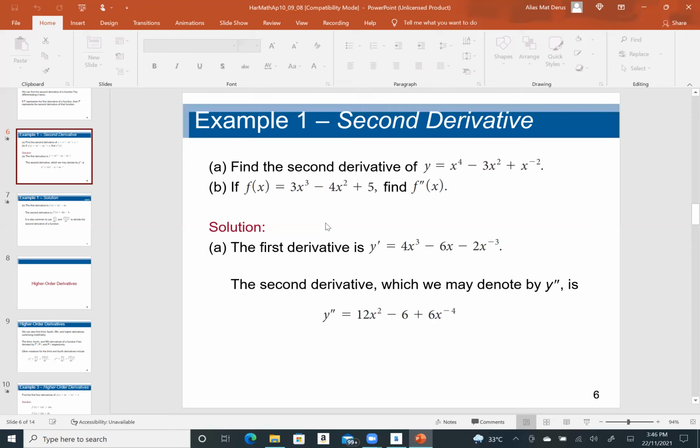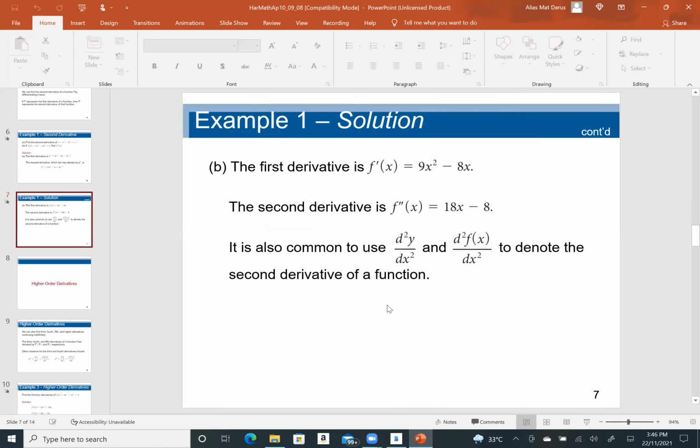All right, sir. I got it already. What is right? Which one? 18x minus 8. The second derivative. Yes, okay. Second derivative. So in order to do that, you have to get the first derivative. Okay. So you got the second derivative, 18x minus 8. Okay. Now get the third derivative.